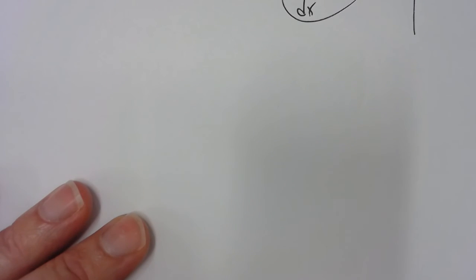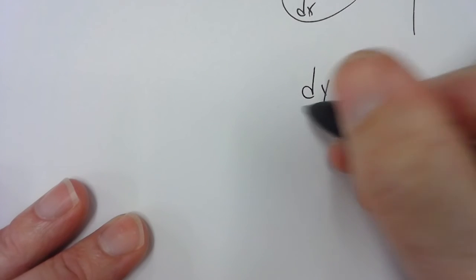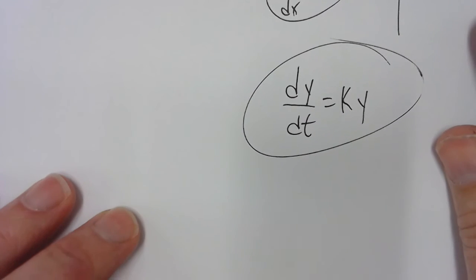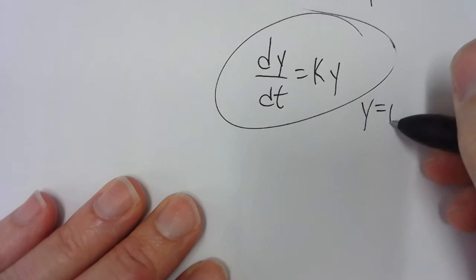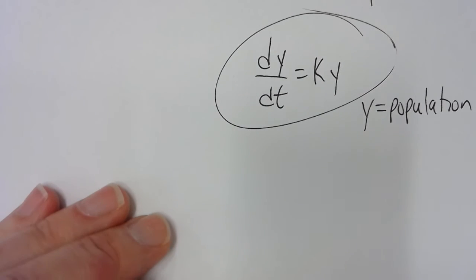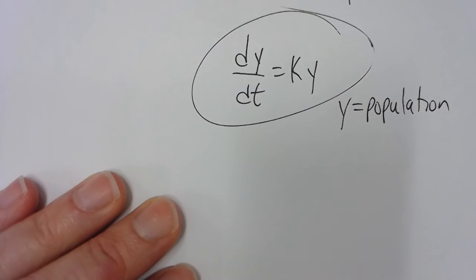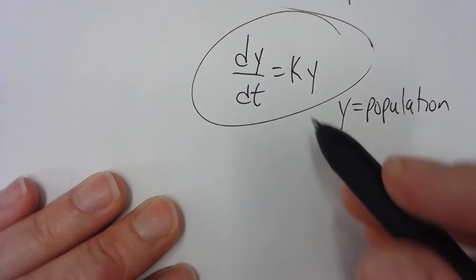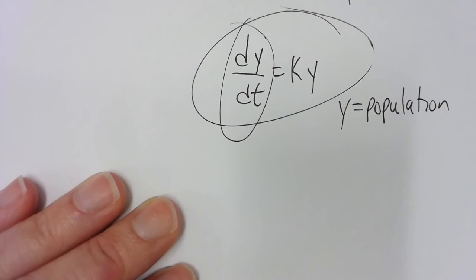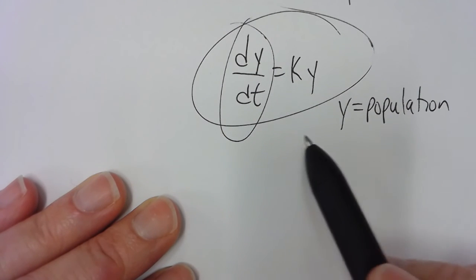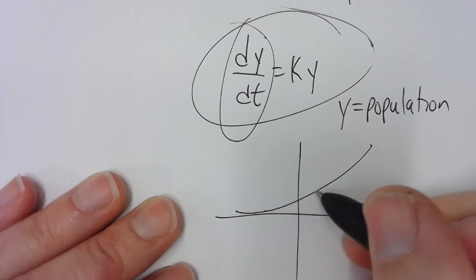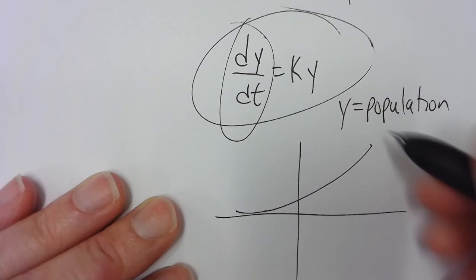Also, if you have the differential equation, dy/dt is equal to ky, it's the most basic famous differential equation, y is a population. So it can be a population of geese, it could be a population of pennies, it could be a population of bacteria or whatever. So the instantaneous rate of change, that's what this says, is proportional to the population. So the population is small, right? The population is small, the change is small. The population is bigger, the change is bigger, and that's what that says.